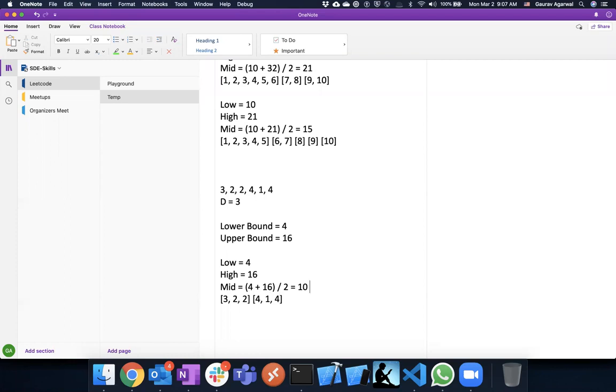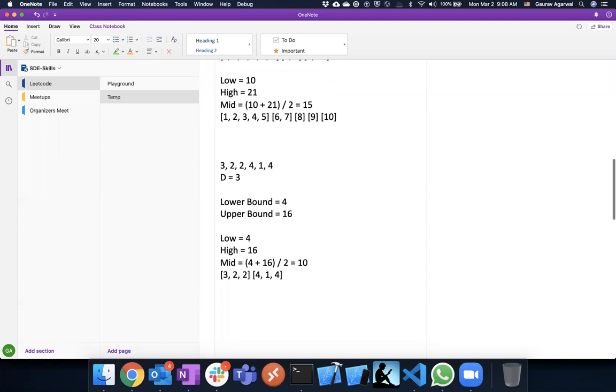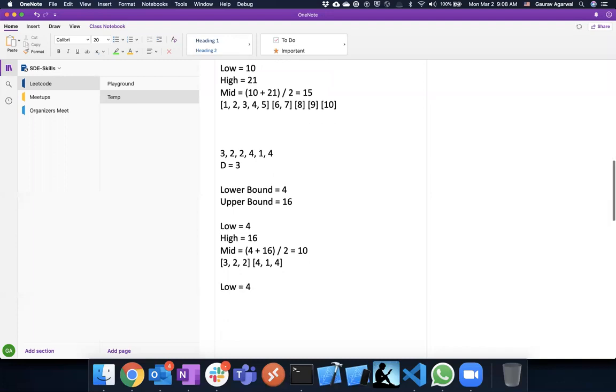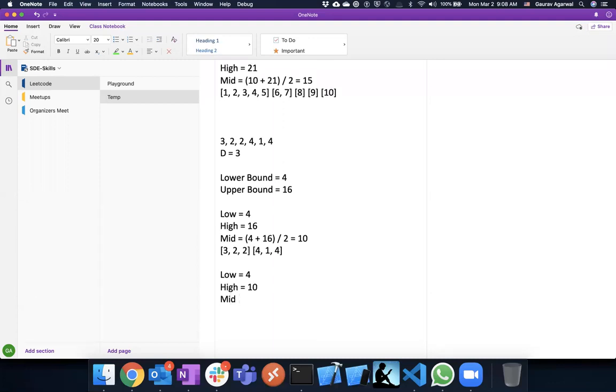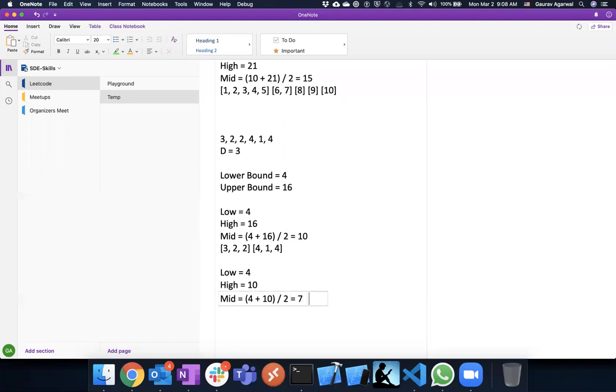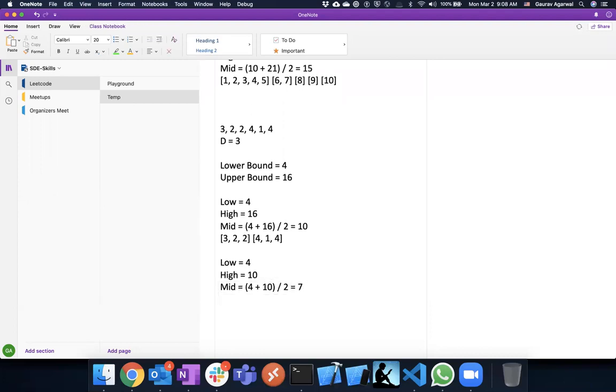So with 10 we need 2 shipments, but we need 3, so we have to go left. Now low is 4, high is 10. Mid is 7. Now try to fit those.